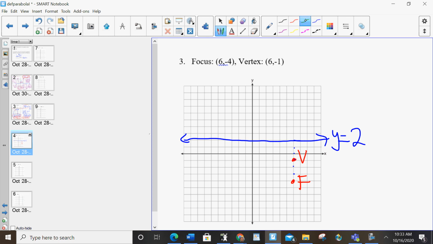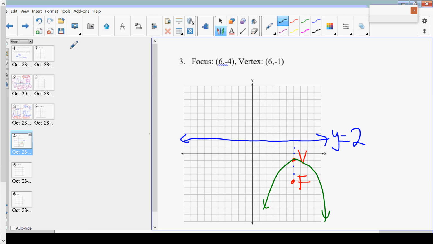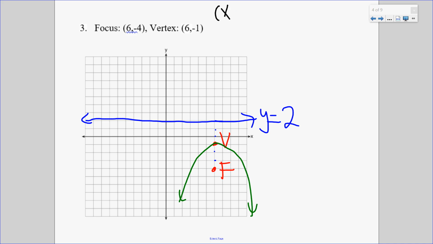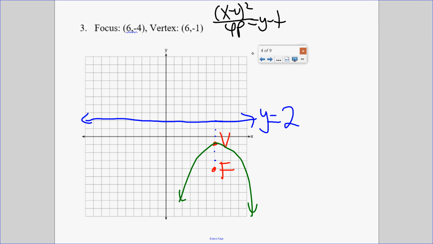Is the parabola going to open up or down? Well, since it can't touch the directrix, in this example, it's going to have to open down. And now I can start writing my equation. (x minus v) squared over 4p equals y minus t.